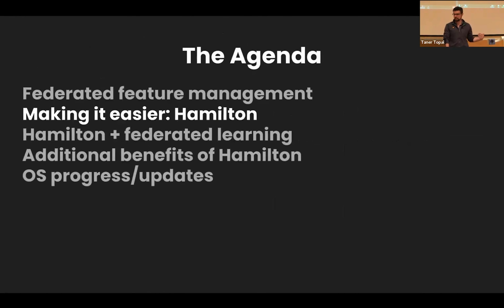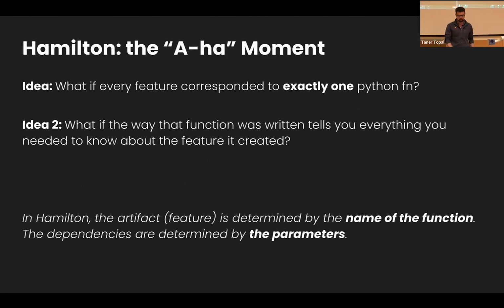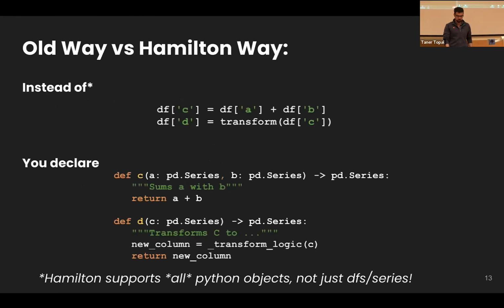I'm going to first talk about the basics, then about how we can apply it to federated learning to solve this problem. So the idea here is, what if every feature corresponded to exactly one Python function? And then what if the way that function was written told you everything you needed to know about the feature it created? So in Hamilton, the artifact, the feature in this case, is determined by the name of the function, and the dependencies are determined by the parameters. So it's this sort of simple thing. If you've ever seen PyTest, it has that exact same pattern, just taken to a further extent. So it replaces code that looks like this, instead of writing common data frame transformations.